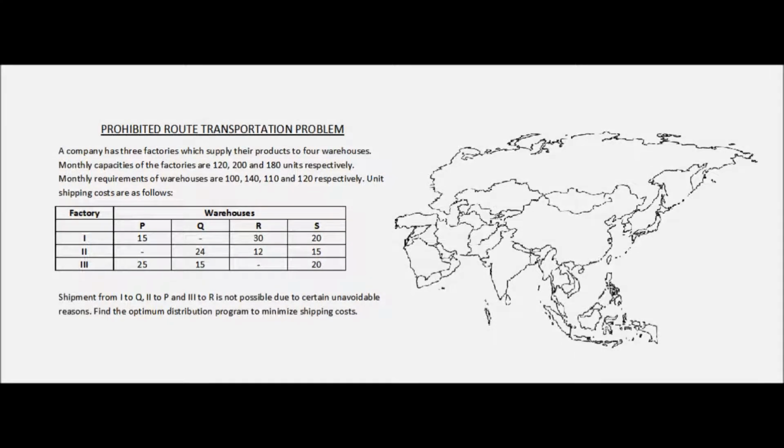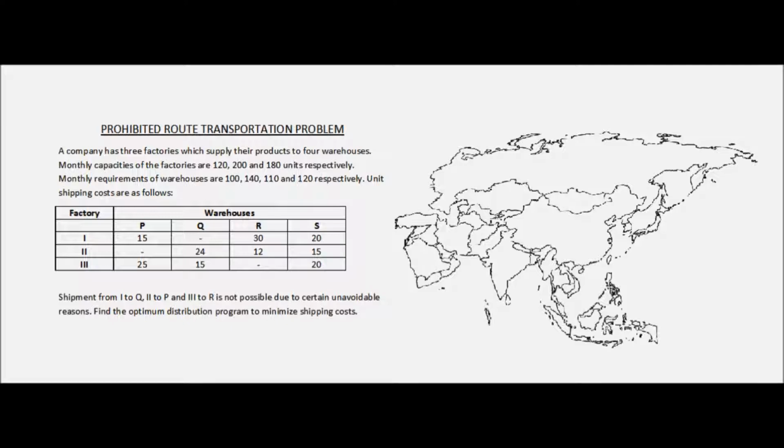Let us look at an example of a transportation problem where some of the possible routes may not be available for use due to reasons like unfavorable weather conditions, damaged road conditions, some local political conditions, or a strike on a particular route, etc. So let us take a look at this example and see how we can solve this to get an optimal transportation route.